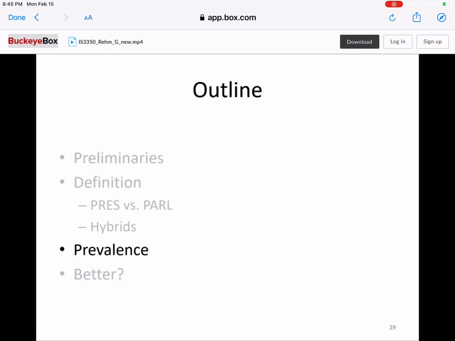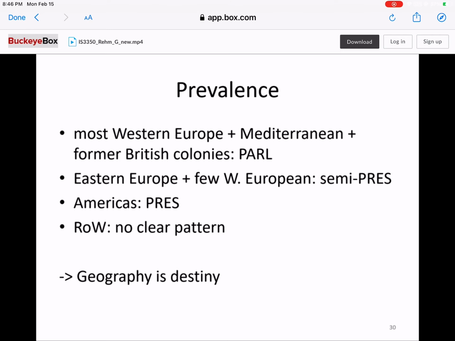Let's look at the prevalence of these systems. How common are they? If you just look at a map and look at where presidential systems exist and where parliamentary systems exist, it looks a little bit like geography is destiny, in the sense that most of Western Europe, including the Mediterranean countries, are parliamentary systems, and many former British colonies are parliamentary systems. However, if you look at Eastern Europe and some Western European countries, you'll find semi-presidential systems, but there aren't really clear-cut presidential systems in Western Europe.